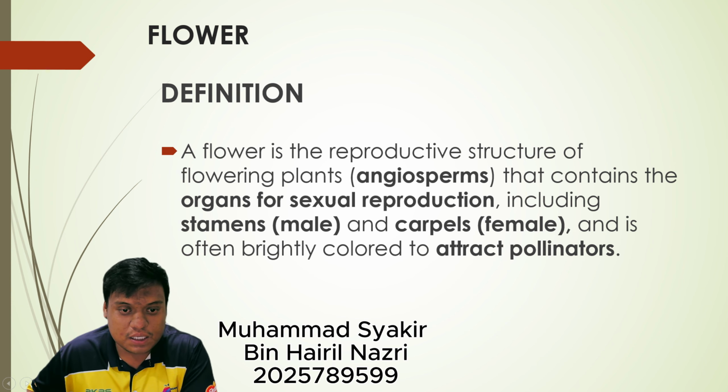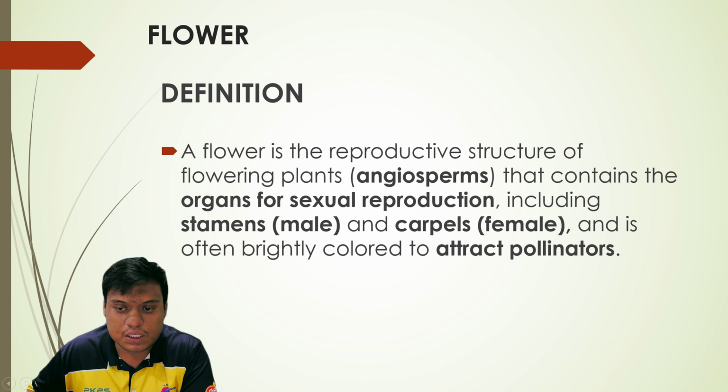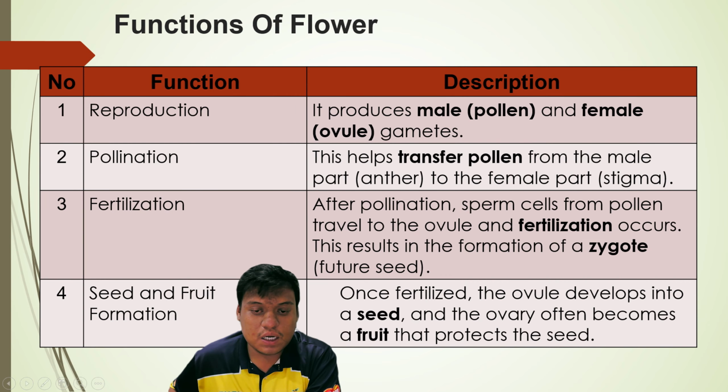Today, I would like to present about flower morphology. The definition of a flower is the reproductive structure of flowering plants, angiosperms, that contains the organs for sexual reproduction, including stamens and carpels, and is often brightly colored to attract pollinators. The function of the flower is first for reproduction. It produces pollen and gametes.